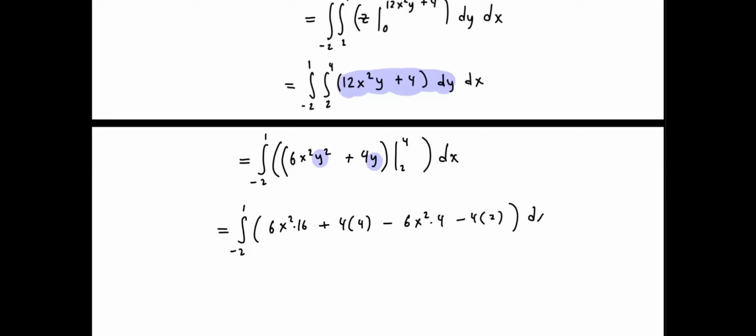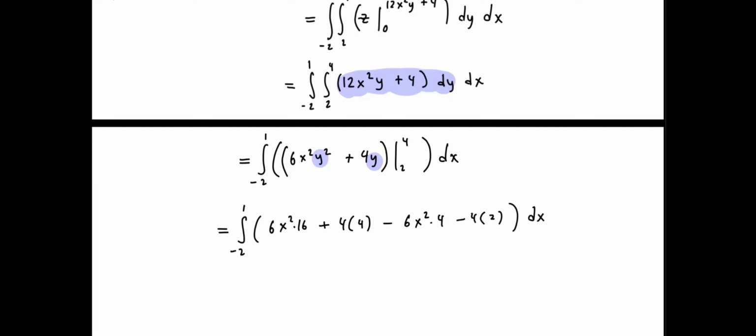We evaluate in place of y. First we plug in the upper limit of integration, 4. So we have the integral from -2 to 1 of 6 times x squared, replacing y with 4 first. That'll be 4 squared, that's 16, plus 4 times 4, minus 6x squared times 2 squared, that'll be 4, minus 4 times 2. And then we integrate.